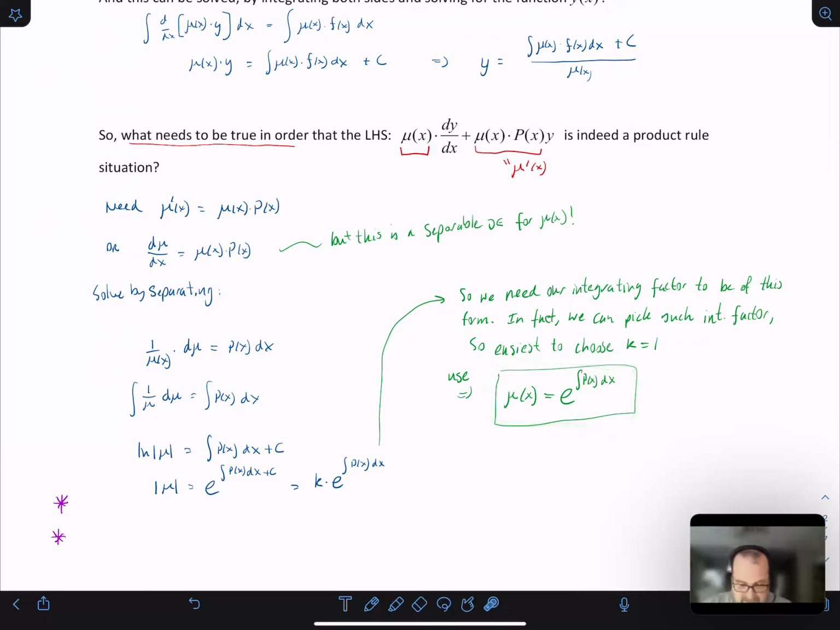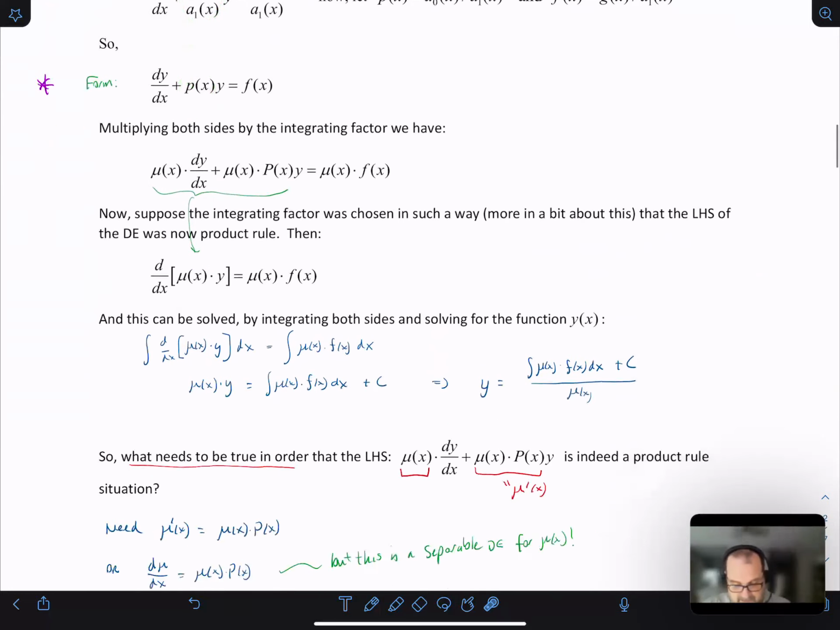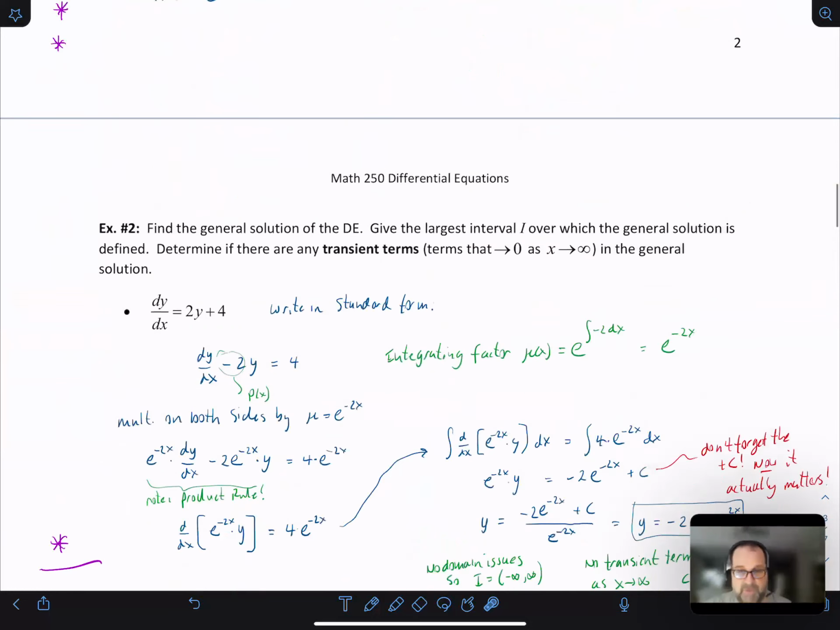Mu of x is e to the integral of p of x dx. Again, where does that p of x come from? In standard form, the p of x is this guy right here, this guy in front of the y. This is our p of x, and that is how we choose our integrating factor.